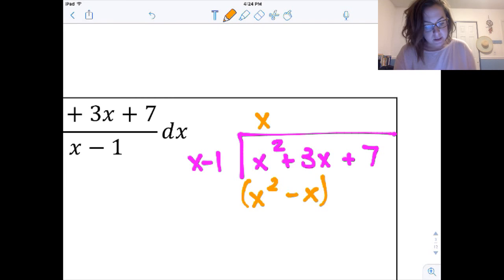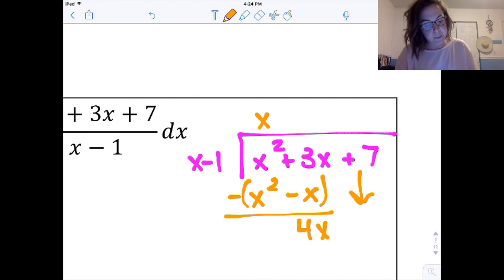So you're going to subtract x squared, that's 0. You're actually going to add x here, so that's going to be 4. And then bring down your 7.